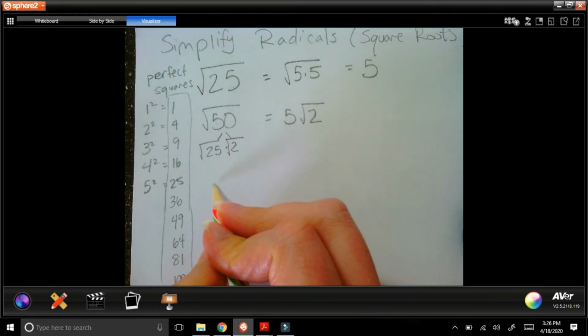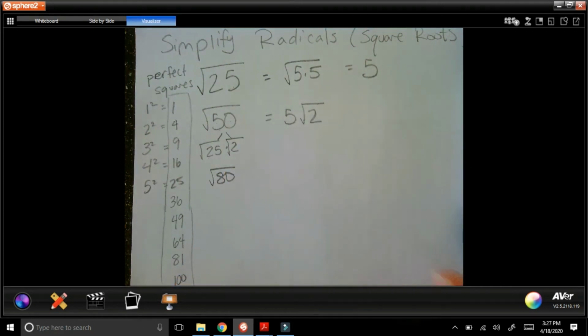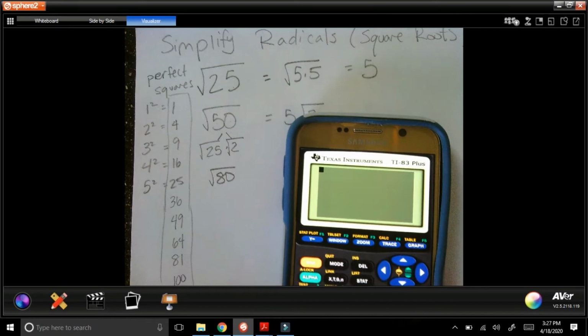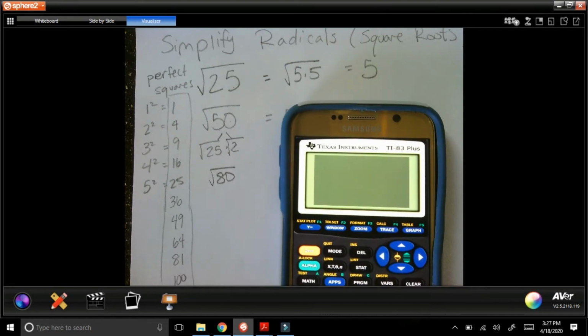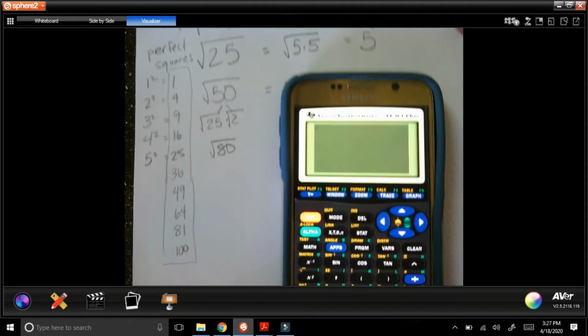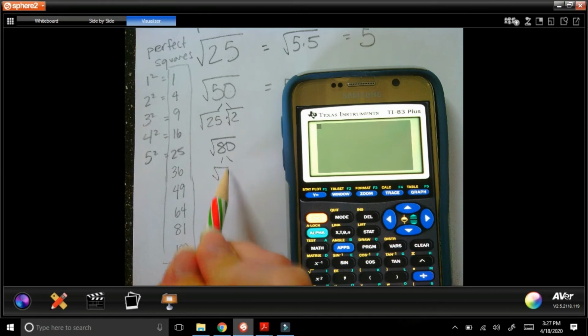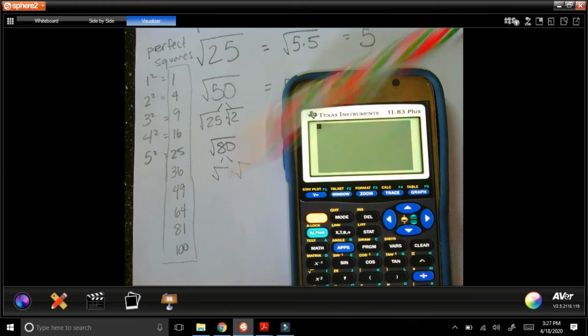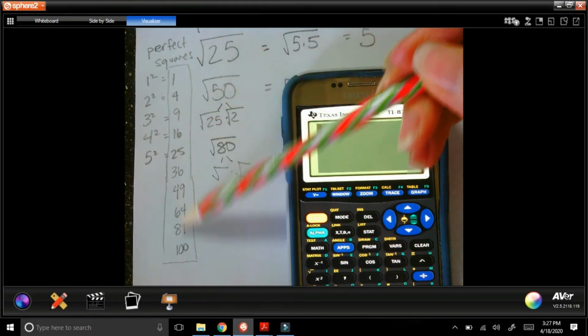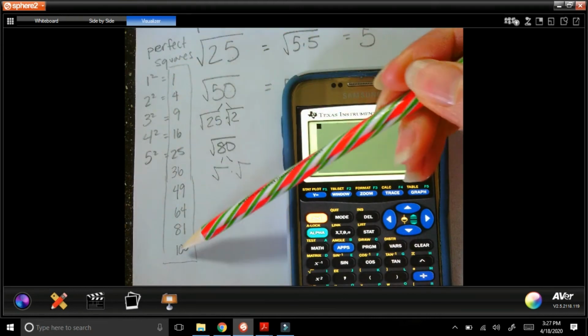Let's say we want to take the square root of 80. And let's say that maybe multiplication facts aren't your strongest suit. What you can always do is go through this list of perfect squares and just start dividing on your calculator to see which numbers multiply together to be 80. The goal is that at least one of them is a perfect square.